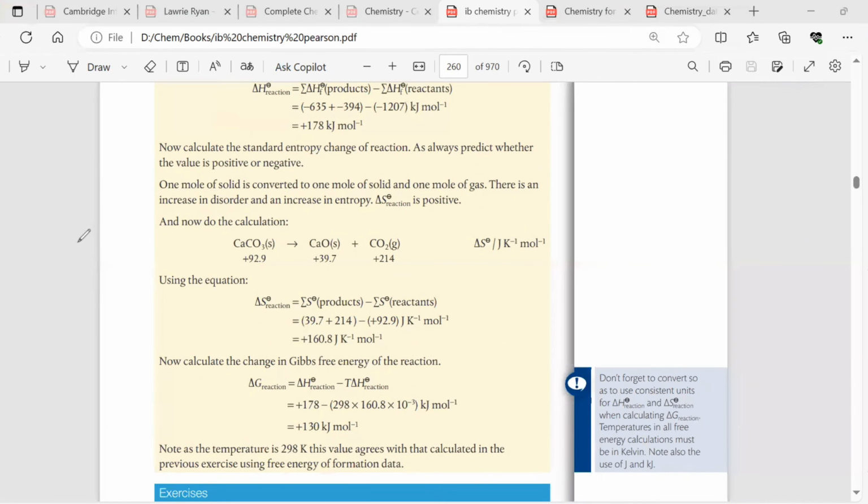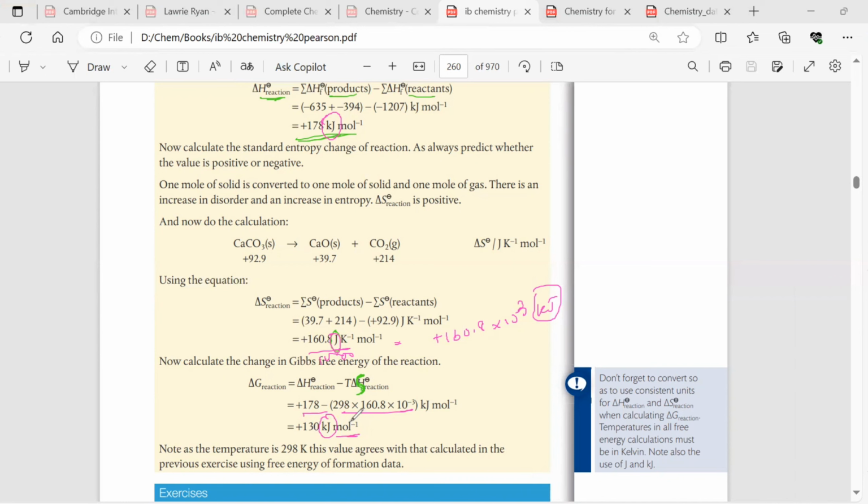See, we are calculating the delta H reaction, P minus R. We did it, we got it. Now for entropy, we plug in the values and get joules per Kelvin. This is T delta S, and there is a printing mistake here. You have to divide this by 1000 to bring it to kilojoules, because the units have to be the same. This is in kilojoules, but S is in joules, so by dividing by 1000 we get kilojoules. Then we subtract it and get 130 kilojoules per mole.